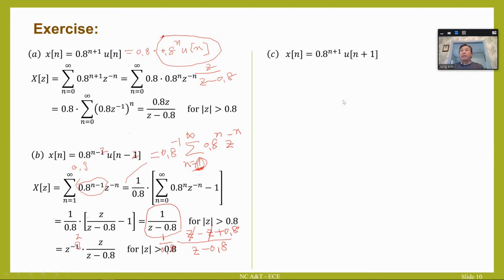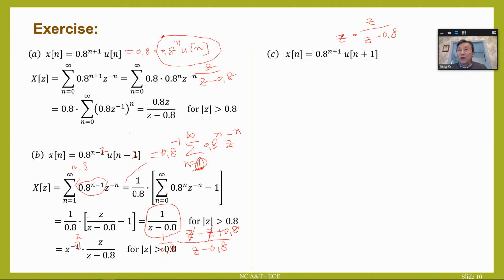Okay, so now, what about this one? If you're using the property of the G transform, that is the same thing as this one, g over g minus 0.8. And now times, because of this g advance, instead of g to the minus 1, this is just g plus 1. So like this.